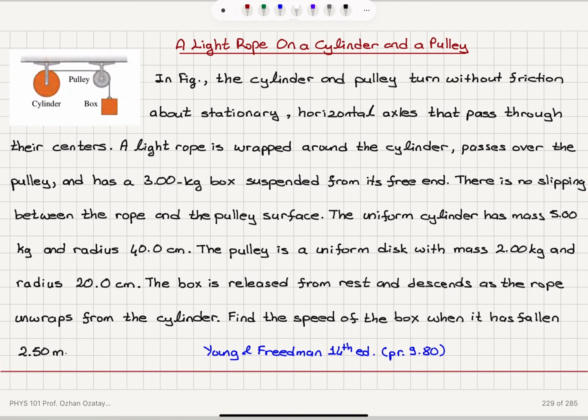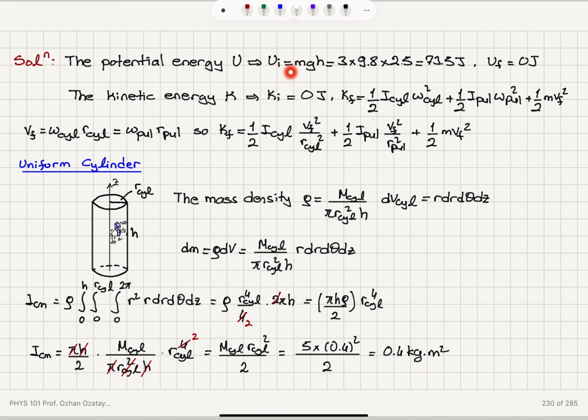Because these rotation axes all go through the center of mass, we can write I center of mass for the cylinder and the pulley, and there is no friction in the system, so they can turn without friction about stationary horizontal axles that pass through their centers. Okay, so the initial potential energy is mgh for the box, where m is the mass of the box and h is the initial height, which is 2.5 meters. Final potential energy is 0. The initial kinetic energy is 0 because it was released from rest.